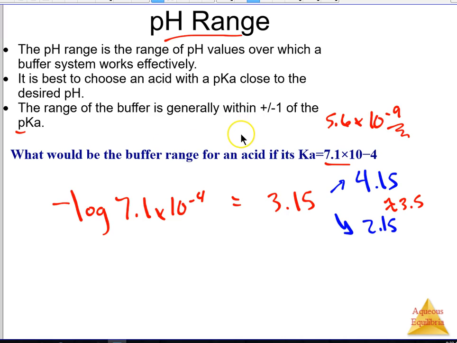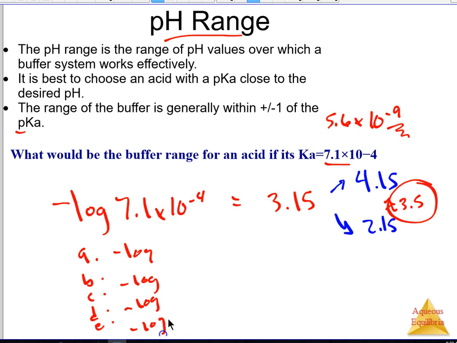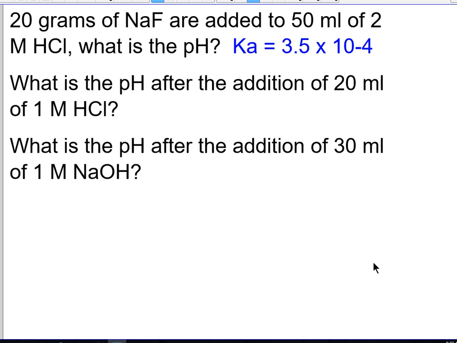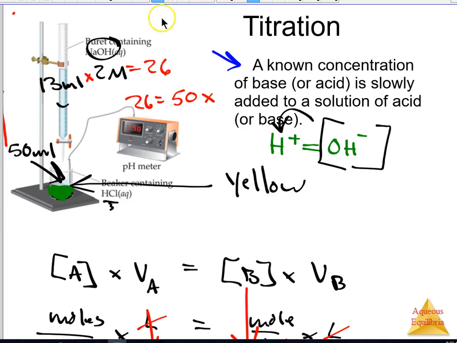A common test question, and I don't think I ask it, but I've seen it on the AP test before. It'll give you A, B, C, D, and E, all different Kas, and it will tell you that you want to maintain a pH of 3.5. Which of the following would be the best buffer system to choose? All you do is take the negative log of all of these, and the one that gives you the answer closest to the desired value is the correct buffer to choose. Is that fair enough? This is just more buffer math, like we did 1,000 of them.